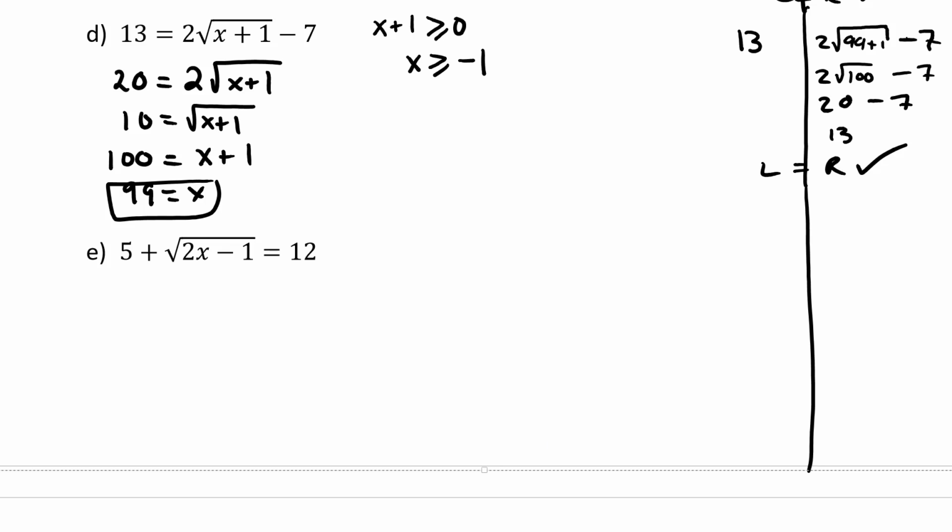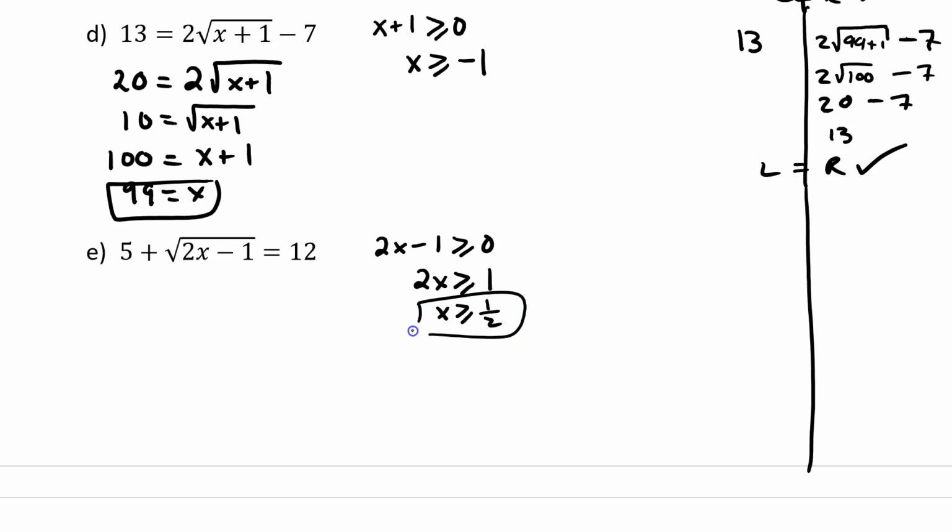Last but not least, first let's talk about for what values of x this can work. So I would say 2x minus 1 must be greater than or equal to 0. We're going to isolate the x. We're going to add 1 to both sides. 2x is greater than or equal to positive 1. Divide by 2. x must be greater than or equal to 1/2.